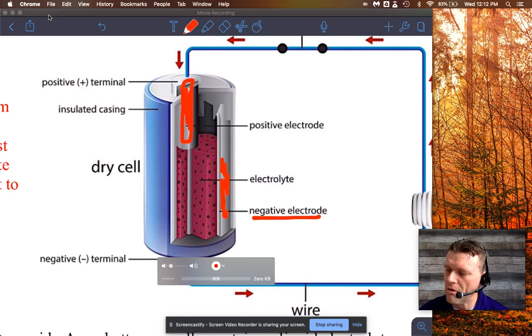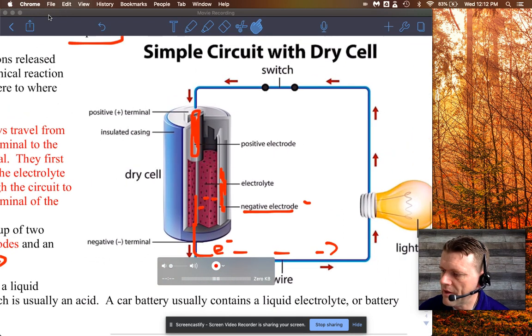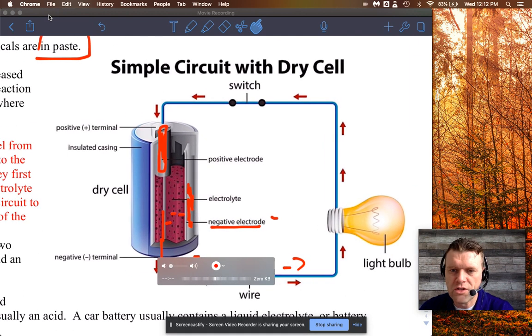You should know though that the electrons on the negative electrode will travel through the electrolyte. Basically, this is called a collecting rod on the inside. And then the electrons will move through the wire. As we already saw, they'll lose some of their energy, transferring it to the light bulb and so on, but then they'll make their way up into the positive terminal.